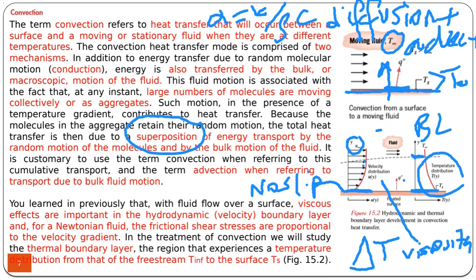K is the thermal conductivity of the fluid, rho is the density of the fluid, and C is the specific heat of the fluid. So the higher the thermal conductivity, thermal diffusivity, the higher the rate of the diffusion of the heat inside the boundary layer. So there are similar concepts, but of course, one of them, velocity boundary layer, is related to viscosity, while the thermal boundary layer is related to thermal diffusivity.